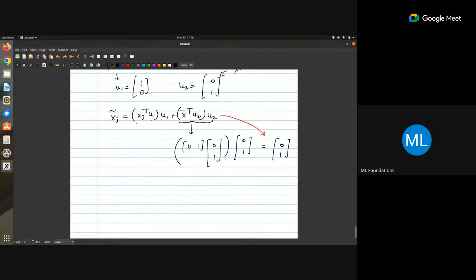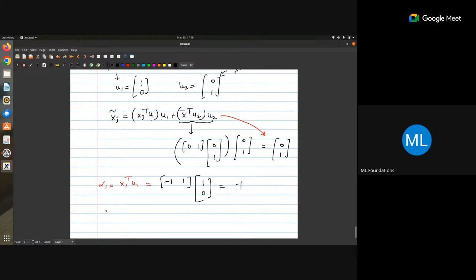Okay. Now I'll try to find x1 tilde, x2 tilde, and x3 tilde. For that, I need to find the projections, which are xi transpose u1. Let's say alpha 1 is the first projection, x1 transpose u1. What is x1, the data point? It is [-1, 1], and its transpose is [-1, 1]. And u1 is [1, 0]. So this is -1.